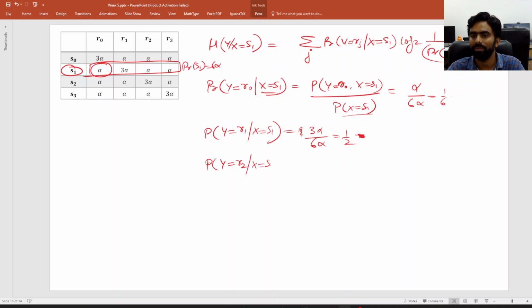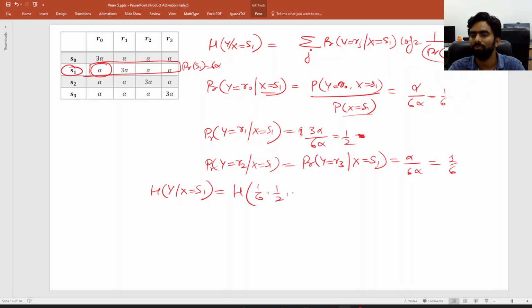So for x equal to s1, the probability of y equal to r3 given x equal to s1 is nothing but alpha divided by 6 alpha, which is 1 by 6. So h of y given x equal to s1, directly I am writing the functional form: h of 1 by 6, 1 by 2, 1 by 6, 1 by 6.